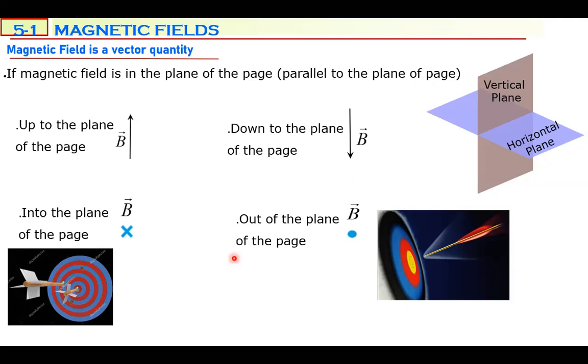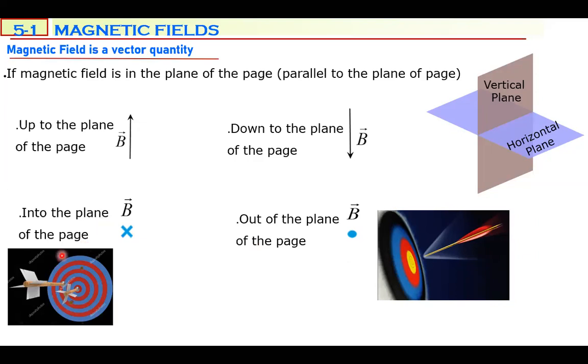So up to the sky is known as out of the page. It is coming out from your page, or into the ground, which is represented by into the page, so which is going into. If it is into, it's like an arrow moving away from you. That's why we represent it by a cross. If it is out, we represent it by a dot. It's the tip of the arrow approaching you. So out of the page is a dot, into the page is a cross.